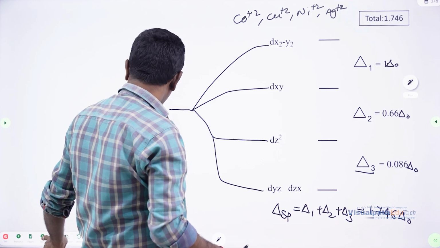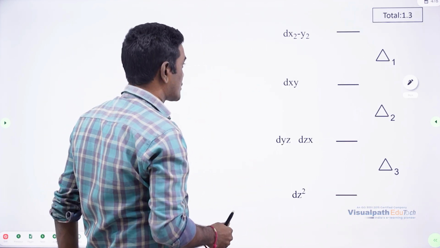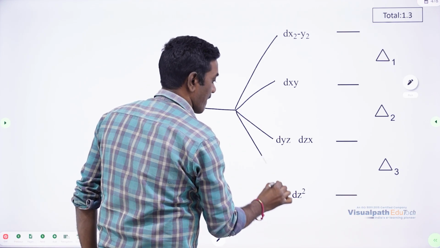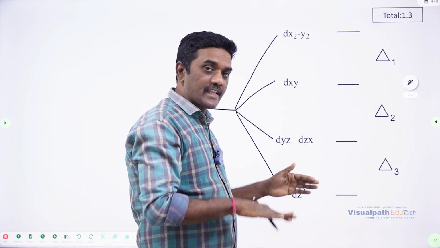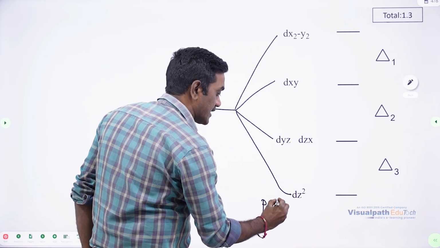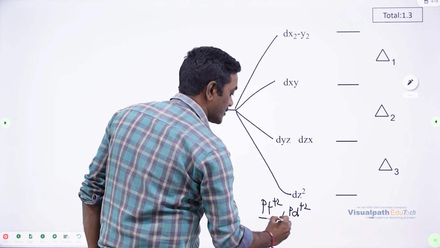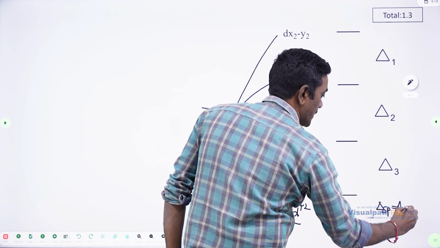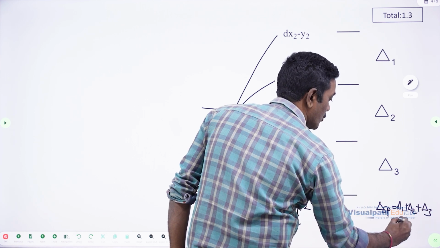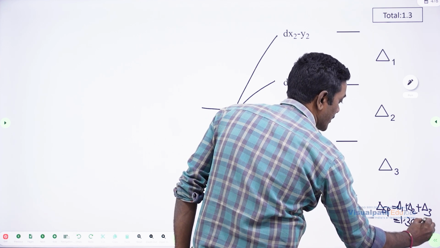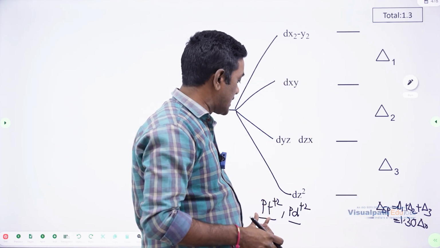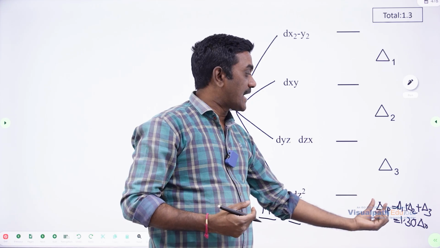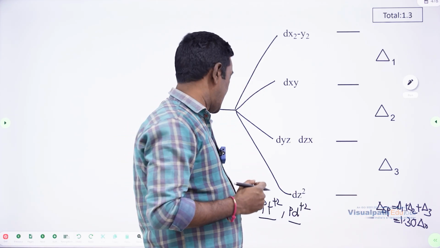What about platinum and palladium plus 2? That is going to be like this. If you look carefully right here, compared to the previous one, the dz square came down. This is for the complexes which are having platinum and palladium. For these two, delta 1, delta 2, delta 3, if you add all together, delta SP is going to be equal to 1.30 delta naught. So in both the examples, whether it is platinum, palladium or nickel, cobalt, copper, whatever it may be, delta SP is going to be greater than delta naught. That we have to note here very importantly.